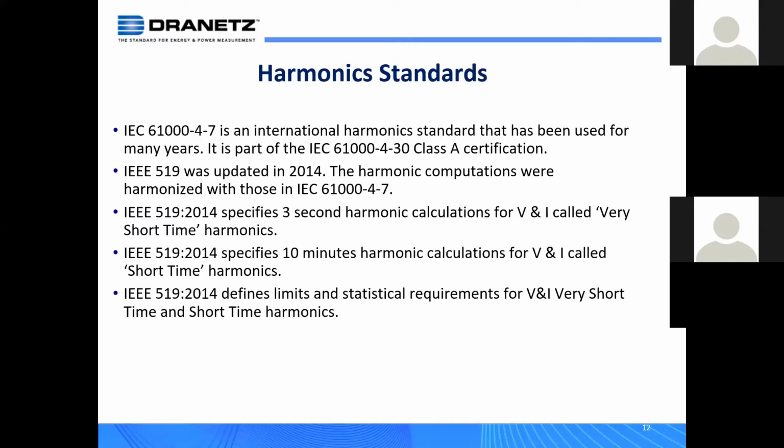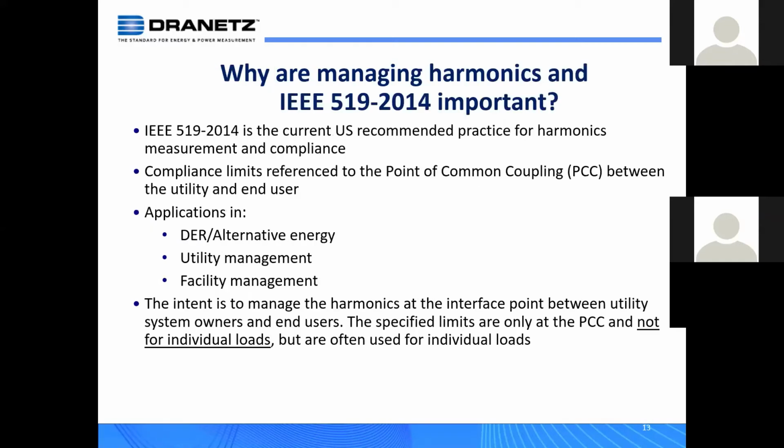So 519-2014 defined how to measure harmonics for voltage and current. The same techniques are used for voltage and current based upon 61000-4-7, but they put compliance limits on top of that. So based upon a voltage level that you have and a current level that you have, what are the compliance limits? Okay? So why is managing harmonics, and why are 519-2014 and also 61000-4-30, important?